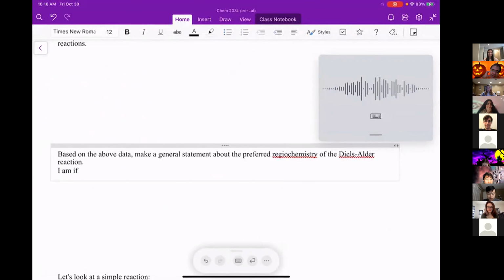If your diene and your dienophile are both asymmetric, then the major isomeric product is the one that exhibits the most favorable electrostatic attraction of bonds undergoing bond formation.